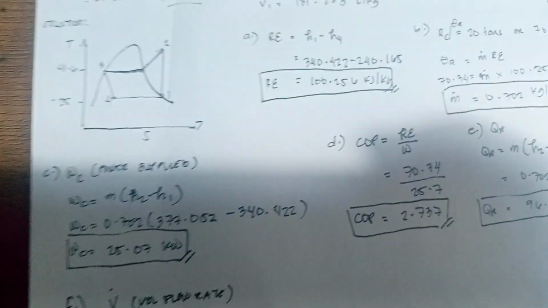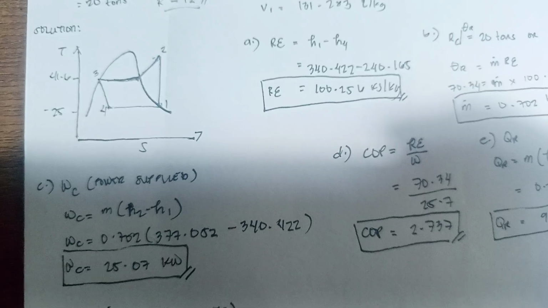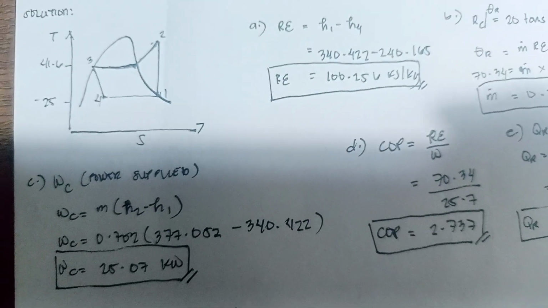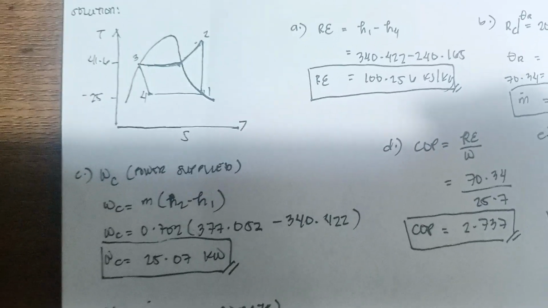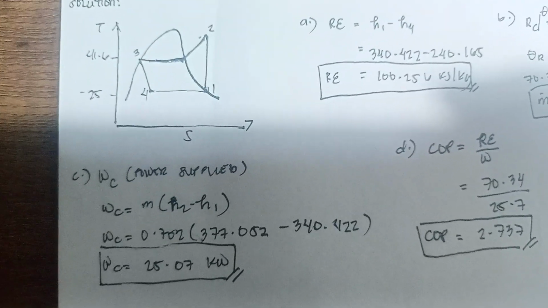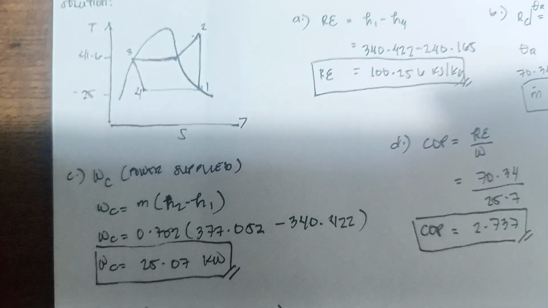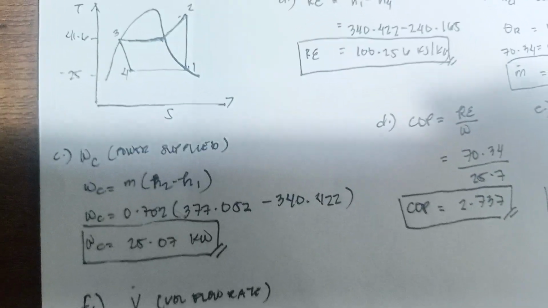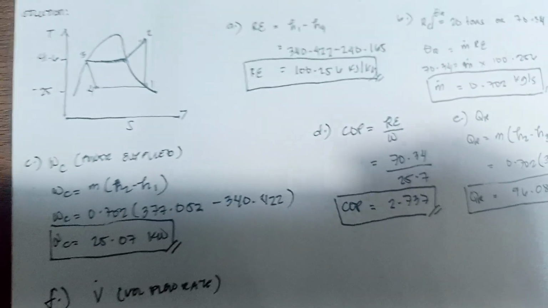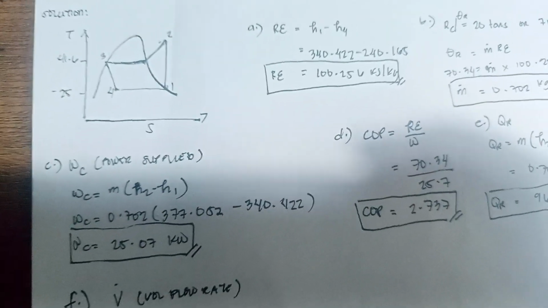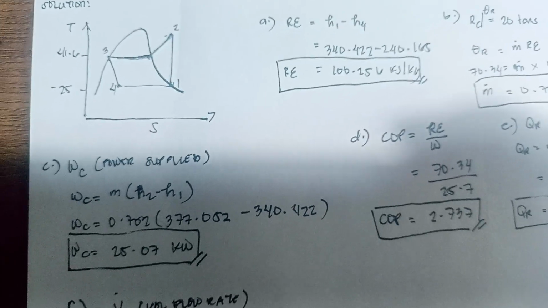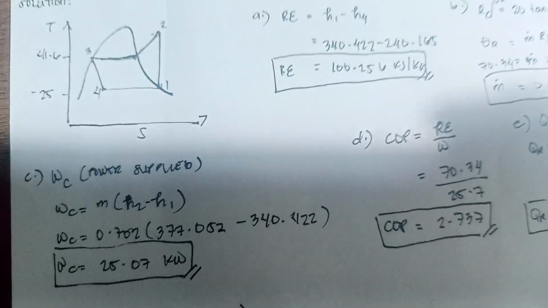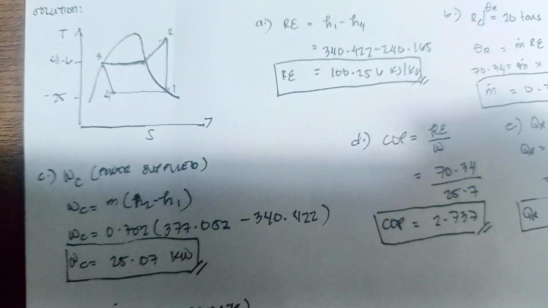So for letter C, we are going to find the power supplied. Now work, or the power supplied, is equal to mass times H2 minus H1. Then substitute the given values. We have 0.702 multiplied by the enthalpy H2 minus H1. So we have the power supplied is equal to 25.07 kilowatts.